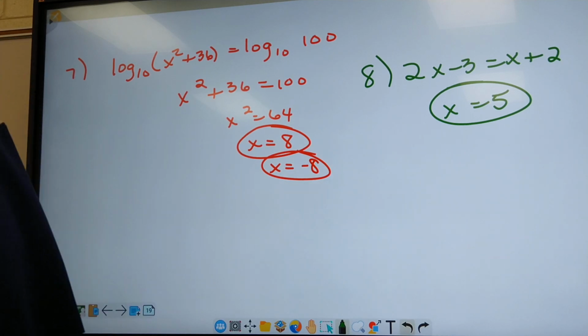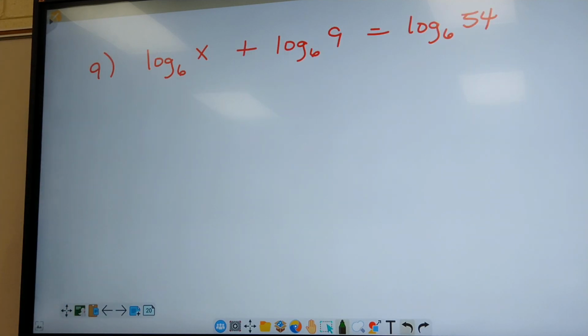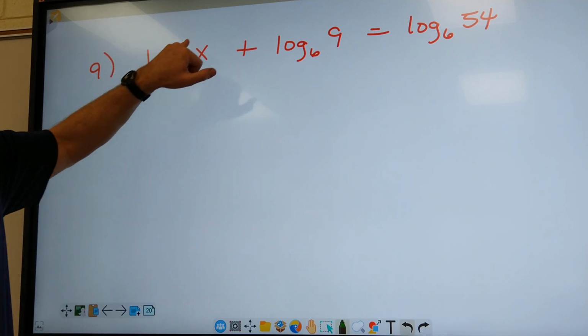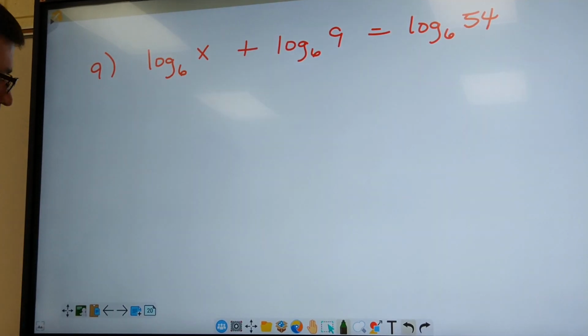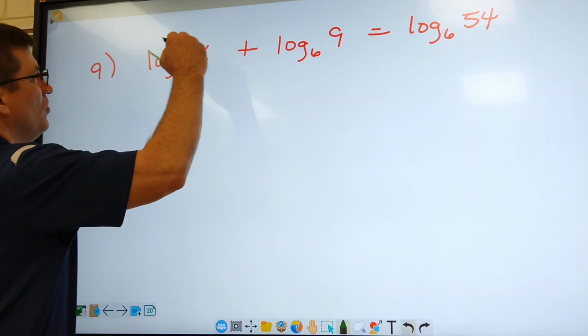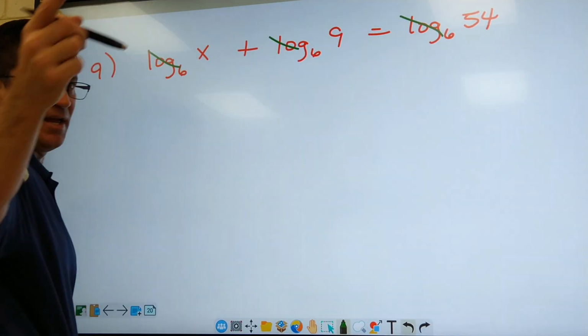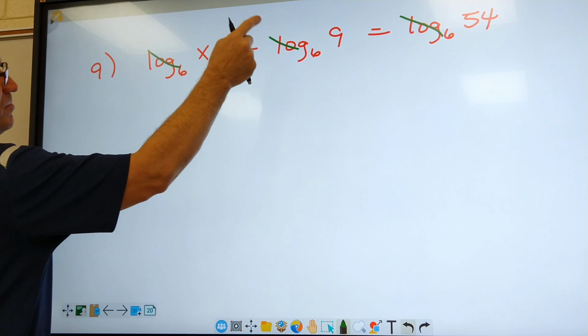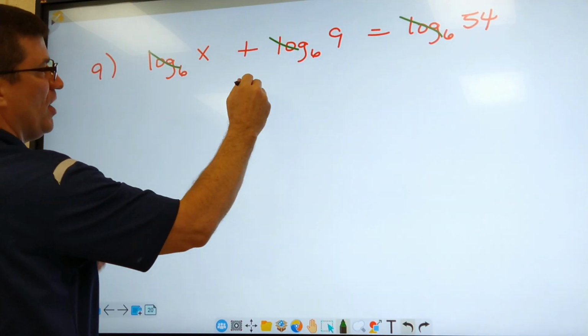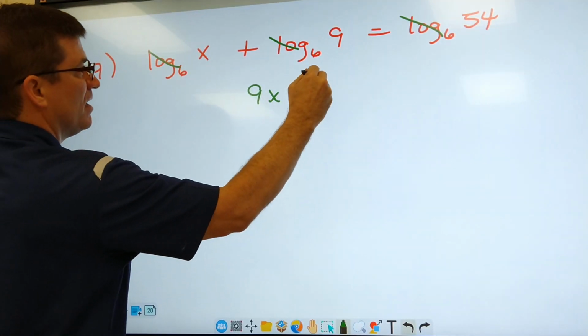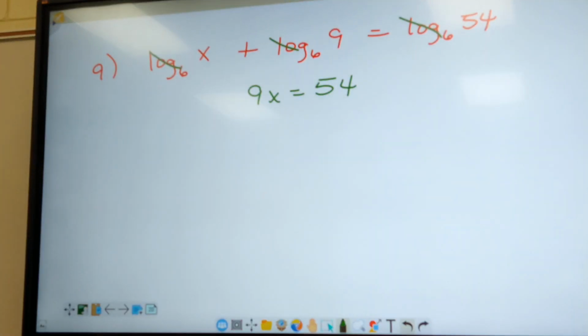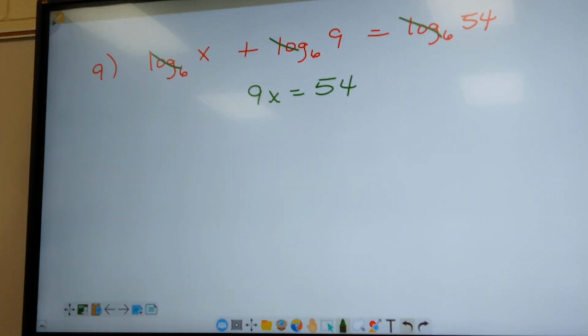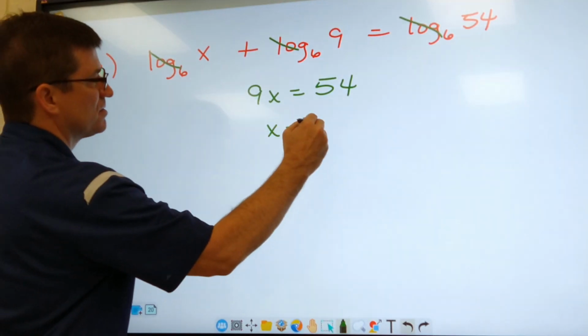All right, 9's got new stuff. Look at it. What is new about number 9? Well, it's got a plus sign in between the logs. Okay, now we can still go through and cross out all the logs as long as they're the same. But if you got a plus sign in between the logs, when you bring your numbers down, you have to times them. 9 times x equals 54. So plus becomes times. So then you just divide. So now divide by 9 and we get 6.